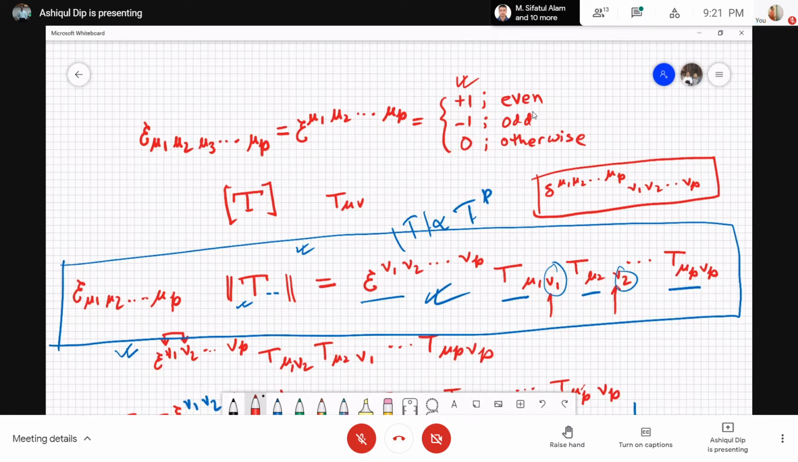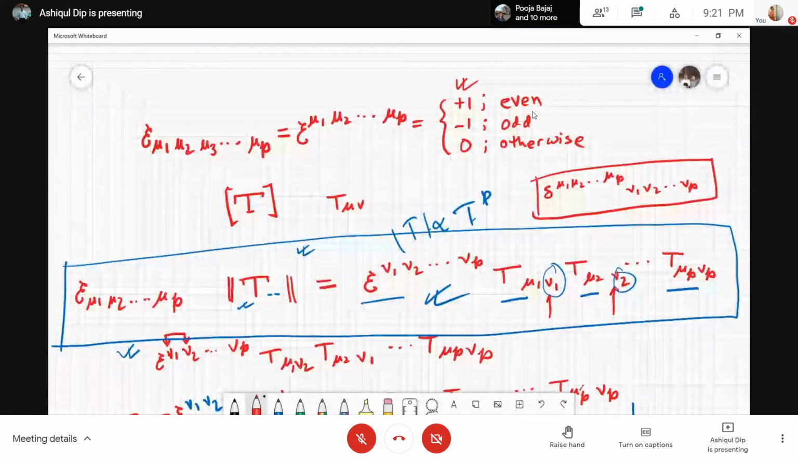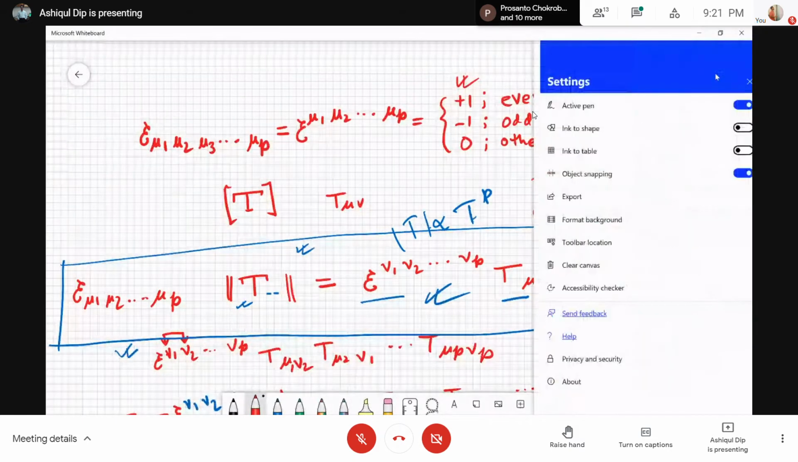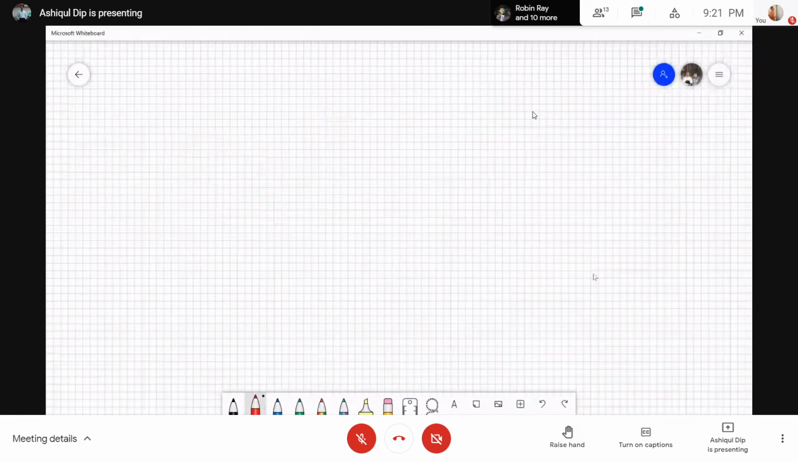Okay, so I think the break is over. Let's continue our journey. Let's clean the whiteboard. Okay, let's write it down again. It's going to be useful, so it's better to write it multiple times. So mu1, mu2 up to mu p.